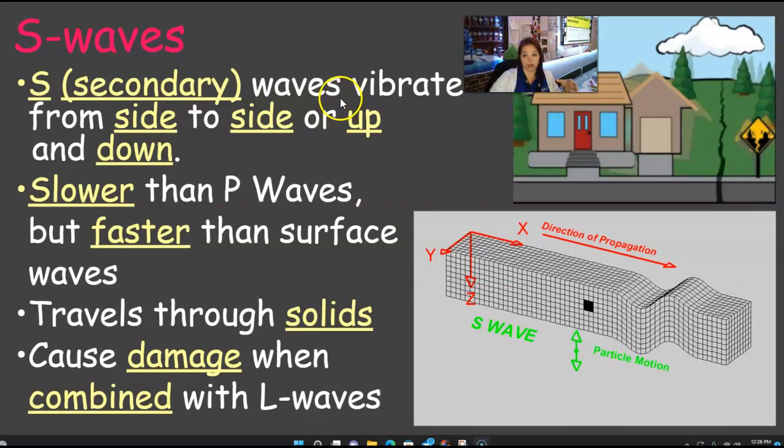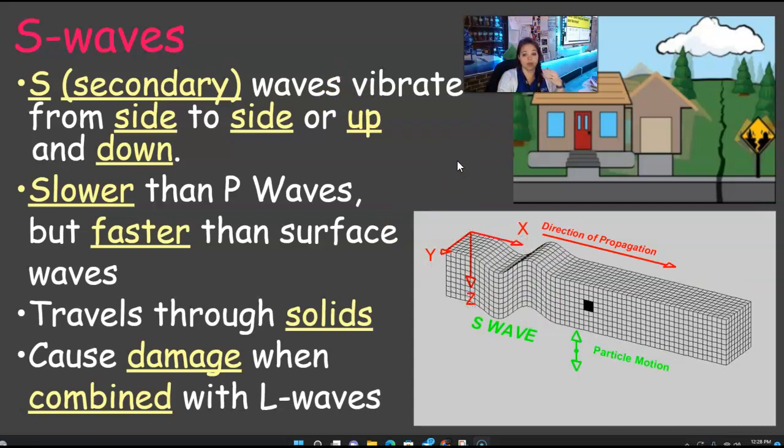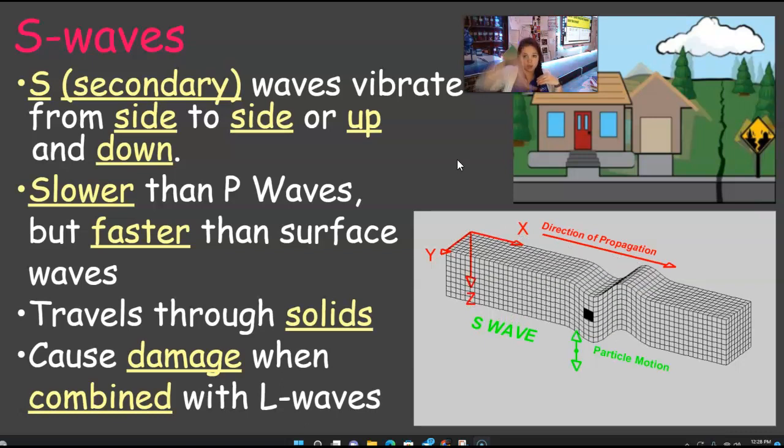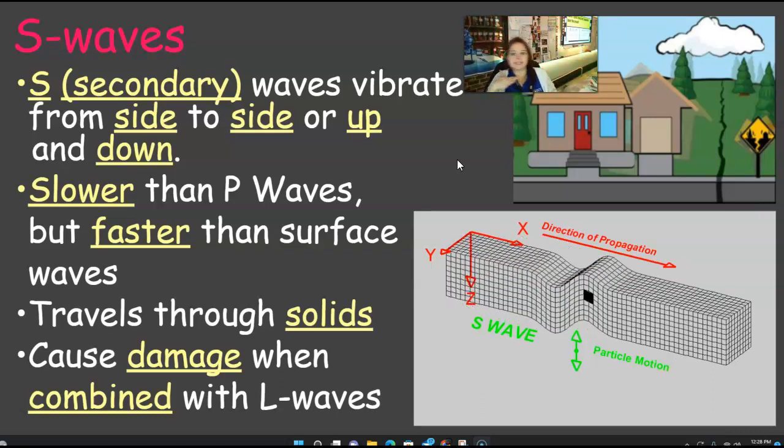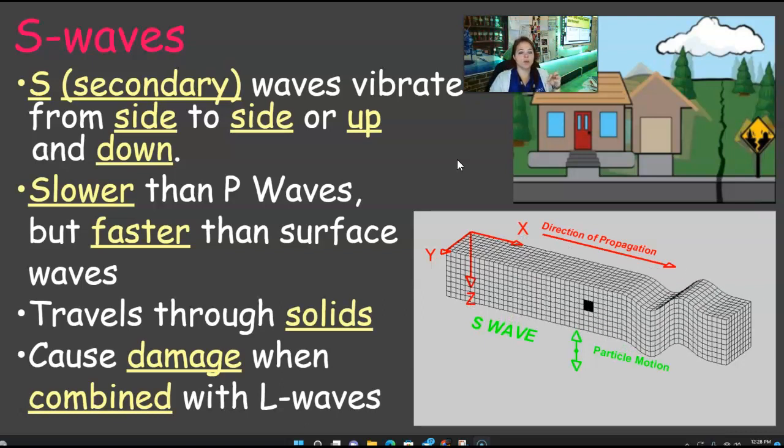All right, so let's look at the S part. That is the S waves. So the S waves, as you can see right here, vibrate from side to side or up and down. They look like an S. All right, they are slower. S, slow, secondary. It looks like a side-to-side motion.